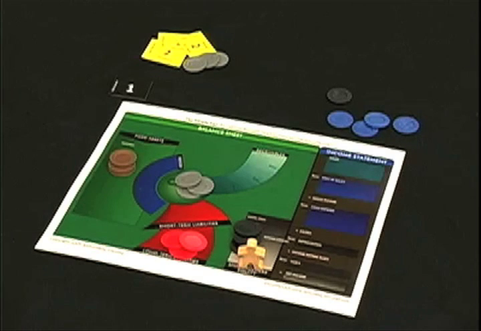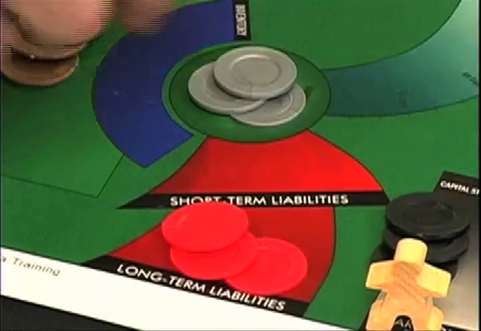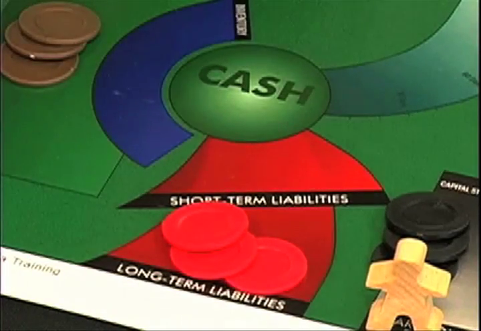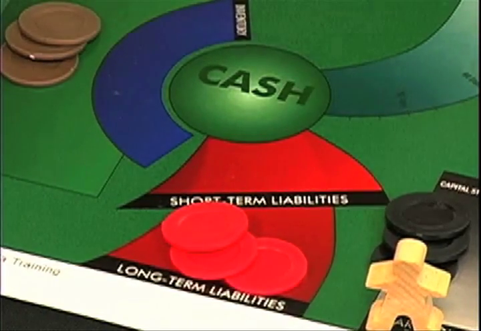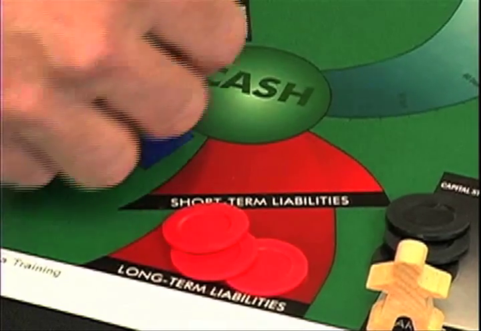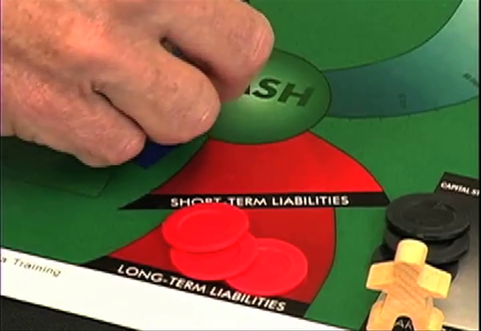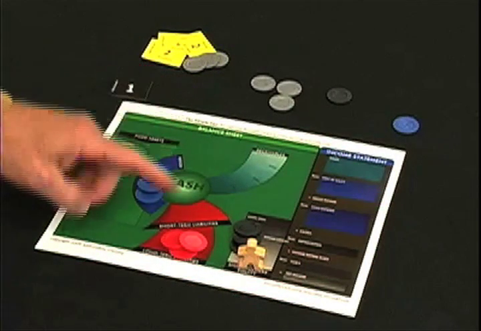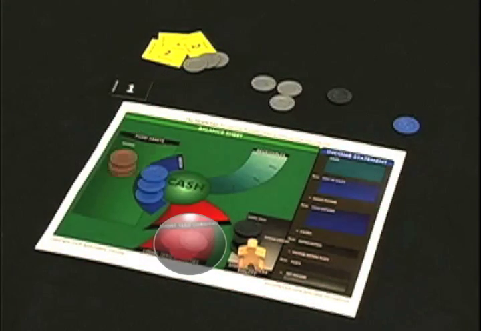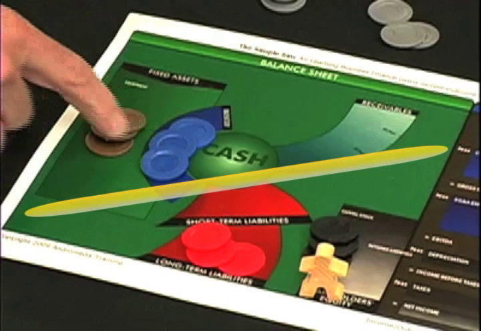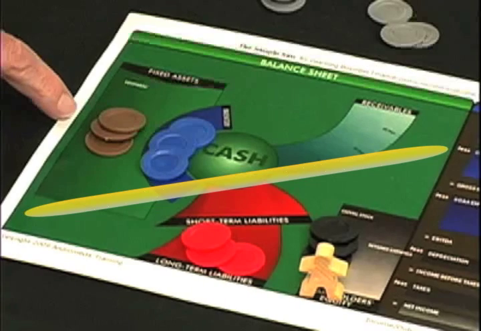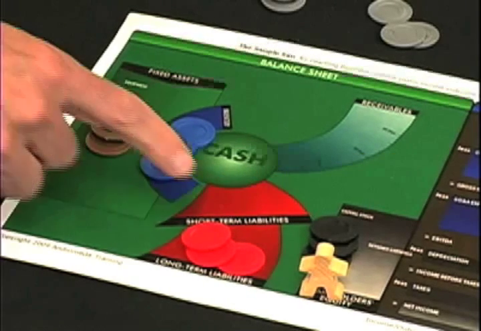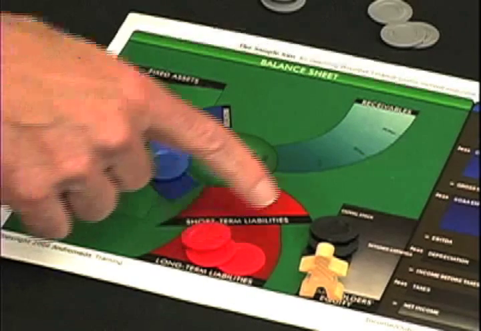Now that you have some cash, you want to buy a large inventory of royals. They cost 1 each, so take all your cash, move it off the board, and place 3 blue chips in inventory. Now look at the complete balance sheet in front of you. You have assets, liabilities, and equity. You have as much in assets, equipment, inventory, as you do in liabilities and equity.